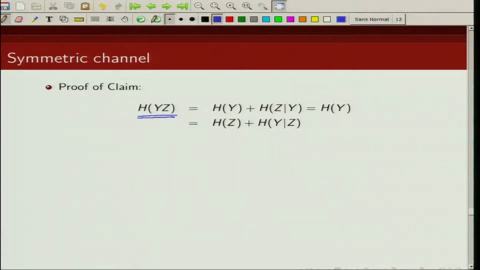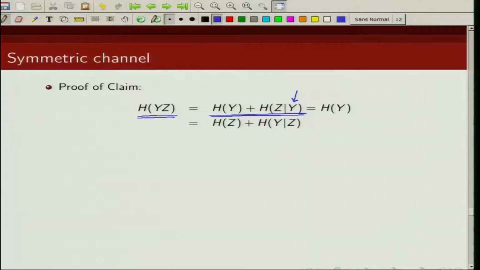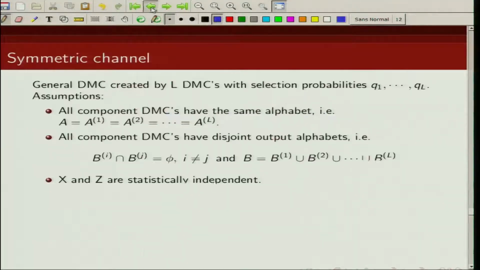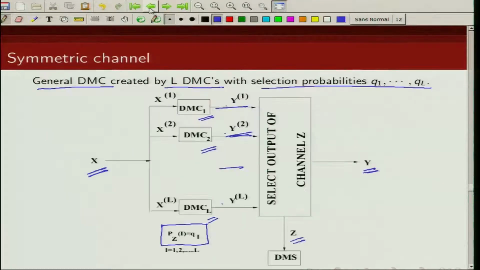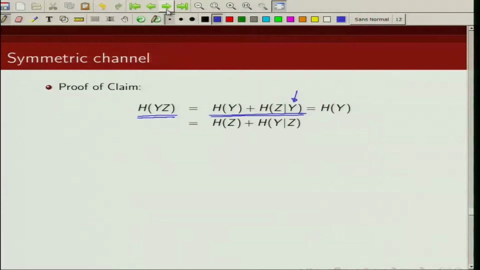Joint entropy of y and z using chain rule can be written like this: uncertainty in y plus uncertainty in z given y. Now if I tell you what my y is, now what is y? If you go back to the diagram here, y is basically either y1, y2, y3, yL depending upon which channel is selected. So if I tell you what my y is, you know precisely what channel has been selected. So z is known. So there is no uncertainty in z given y.